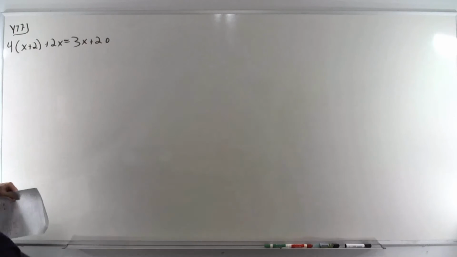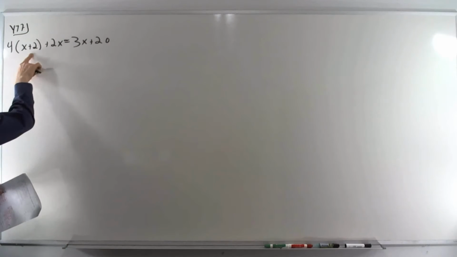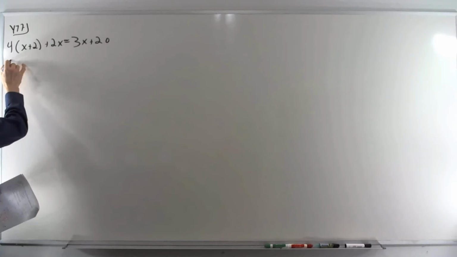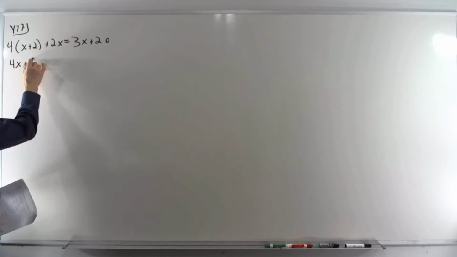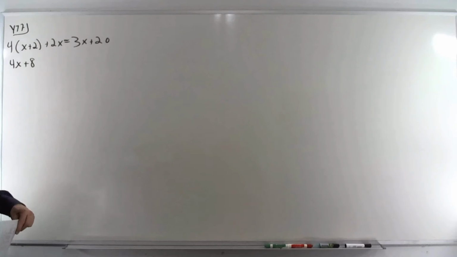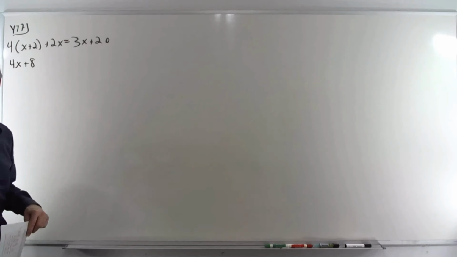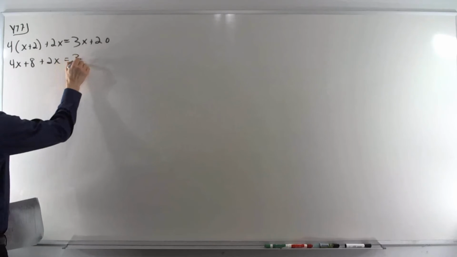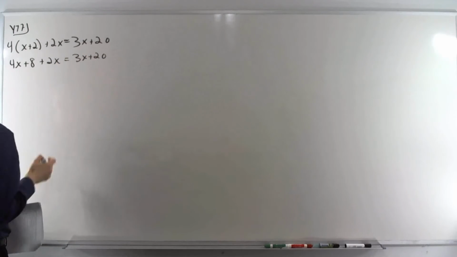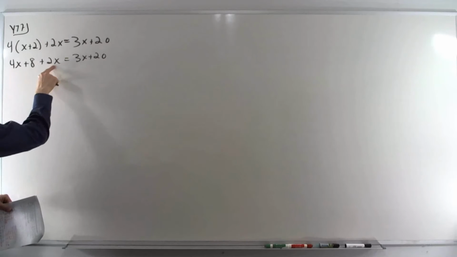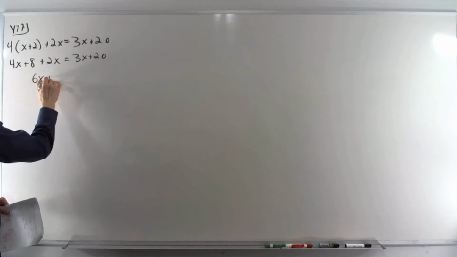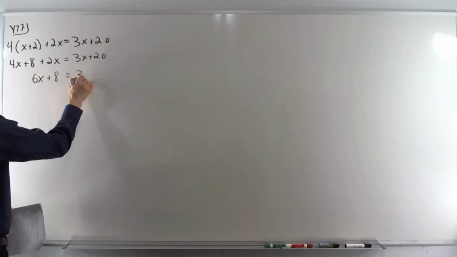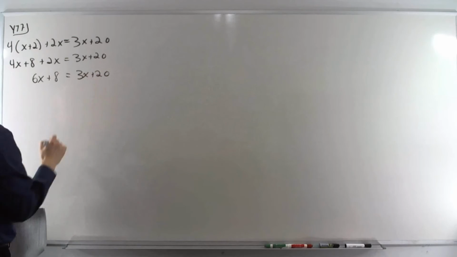For number 7, we're going to start off with distribution. Distribute into these parentheses. Just remember, once you've distributed in, remove the parentheses. Next up, we're going to combine like terms. 4x plus 2x on the left gives us 6x plus 8. We have 3x plus 20.